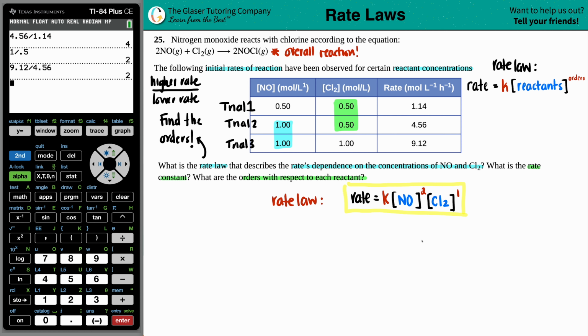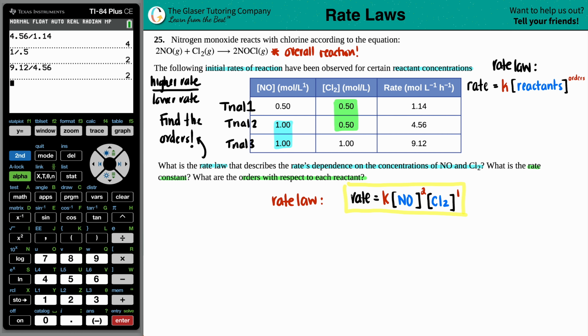And in this case, I just want to point out that they did follow the coefficients. There was a 2 in front of here, it was raised to the second. There was a 1 in front of here, that's raised to the first. However, this is not always the case. If they wanted to be a little bit mean and a little bit tricky, they would have changed them on you, just to make sure that you know that you're doing the trials and not the coefficients.